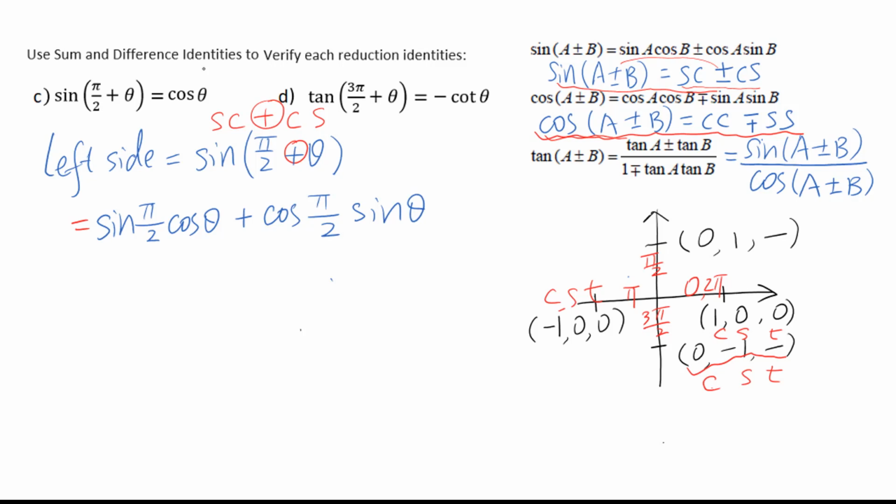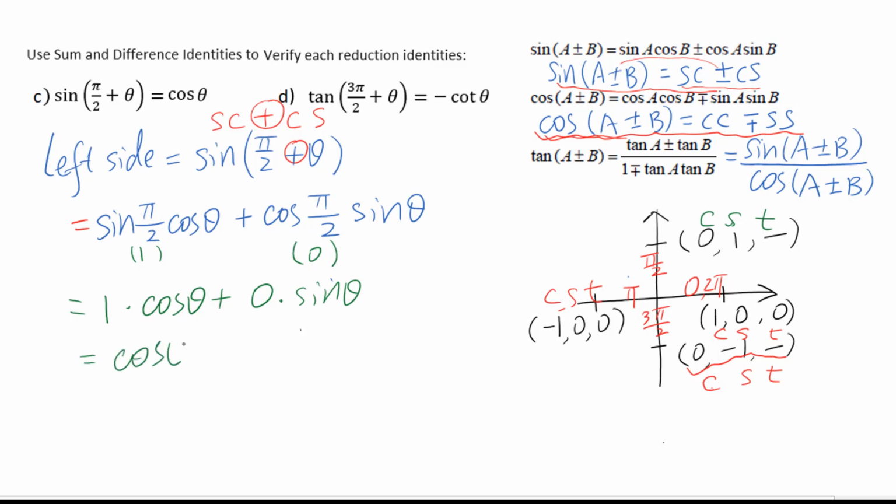For pi over 2, this is a CST. Cosine pi over 2 is 0. Sine pi over 2 is 1. So you get 1 times cosine theta plus 0 times sine theta. So you will get cosine theta equals the right side. So we finish proving.